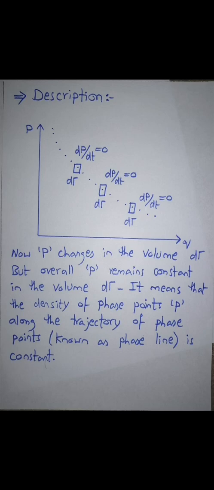So what did we conclude? It means that the density of phase points, that is ρ, along the trajectory of a phase point, which is known as the phase line, is constant. So ρ is constant everywhere. But it doesn't mean that the value of ρ at one place is the same as at another place. It actually means that the value of ρ which was at some place will remain the same at that place.